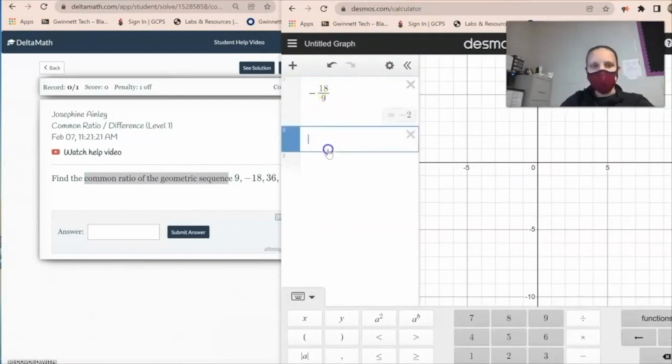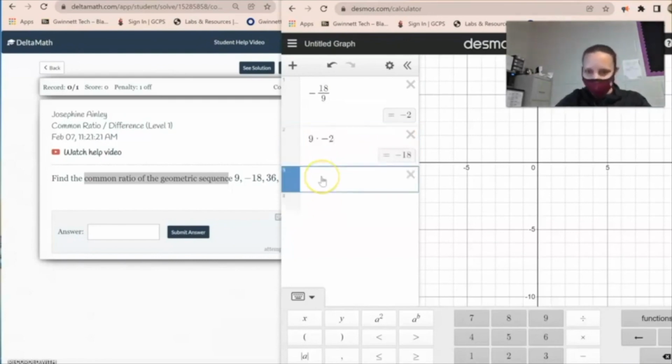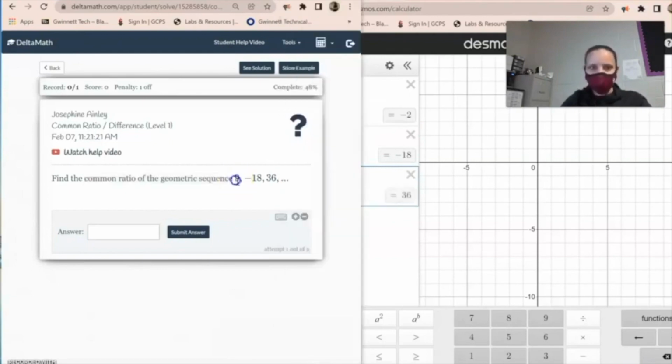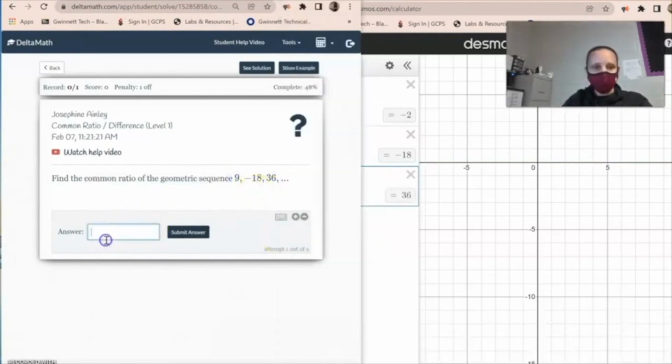So negative 2. And now I'm just going to check it. What that is saying is when I multiply it by negative 2 every time, I'll get the next number. So if I did times negative 2, I get negative 18. If I take negative 18 and I multiply it by negative 2, I should get 36 and so forth. So yes, that is the pattern. So the common ratio here is negative 2. What am I multiplying by each time?